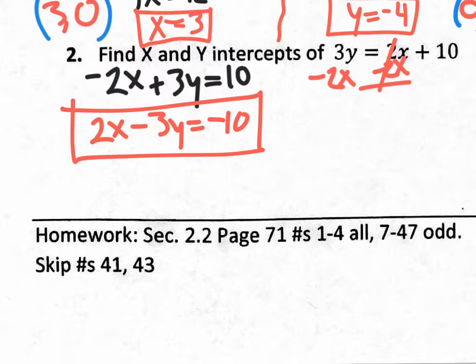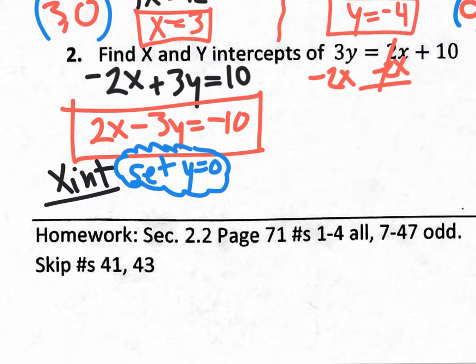Now, that's your standard form equation, but that's not what they're asking for. What they're asking for is the x-intercept and the y-intercept. So let's find the x-intercept. Let me do one at a time. How do you find the x-intercept? Set y equal to 0 and solve. Okay, so let's rewrite this red equation right here, the standard form equation, but instead of y, let's put 0. So it's going to be 2x minus 3 times 0 equals negative 10.